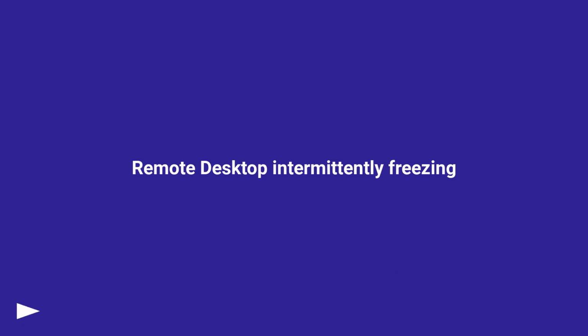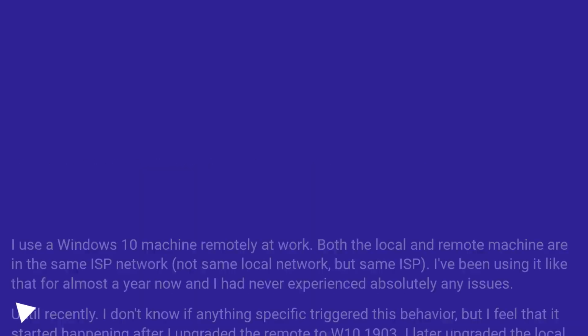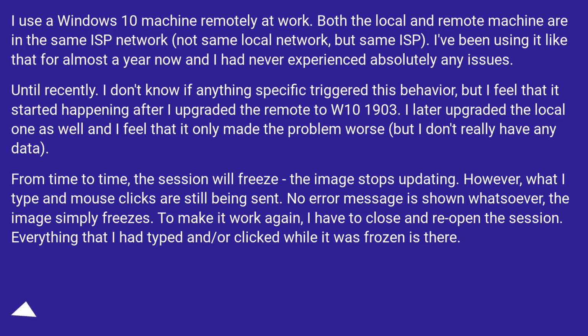Remote desktop intermittently freezing. I use a Windows 10 machine remotely at work. Both the local and remote machine are in the same ISP network, not the same local network, but the same ISP. I've been using it like that for almost a year now and I had never experienced any issues.